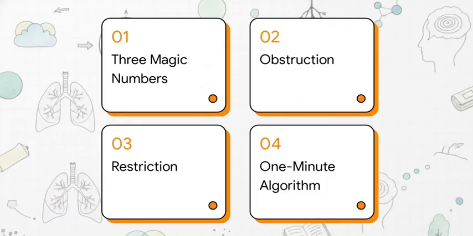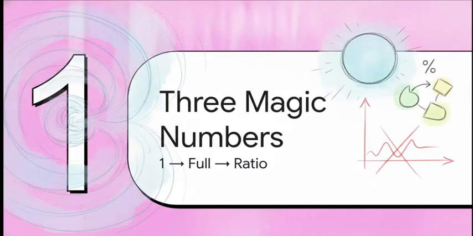So here is the quick roadmap for the memory palace we are building today. First, the 3 magic numbers. Second, obstruction, air stuck inside. Third, restriction, the small box. And fourth, the 1-minute memory algorithm. Let's start with section 1, the 3 magic numbers: 1, full, and ratio.